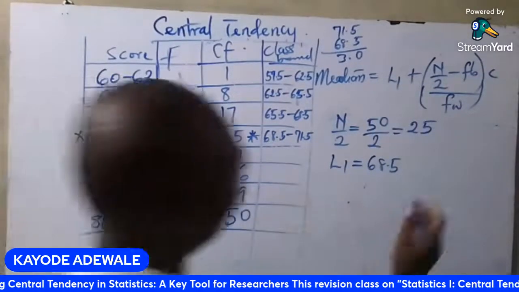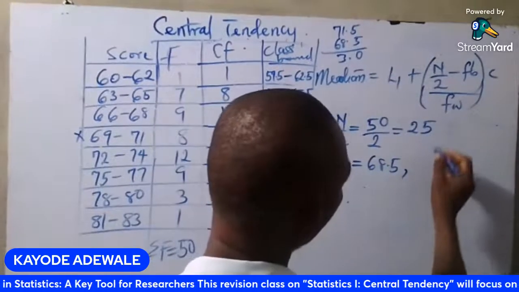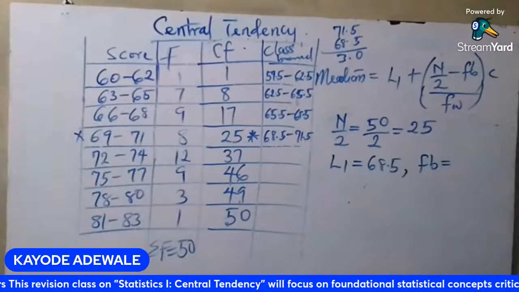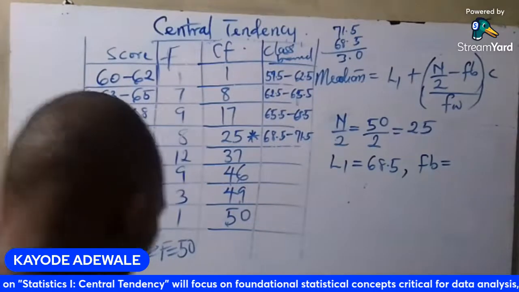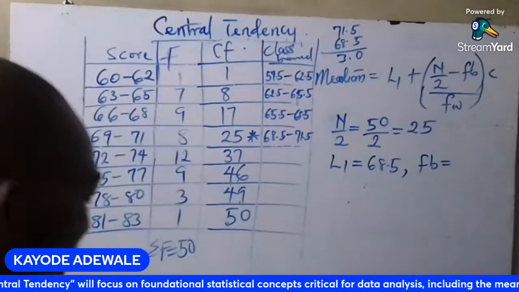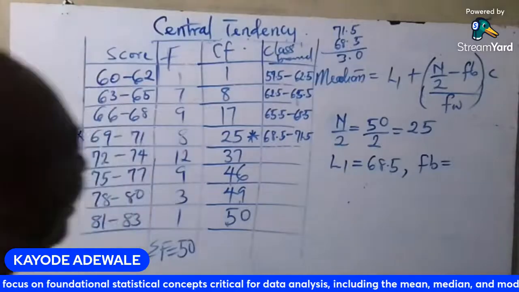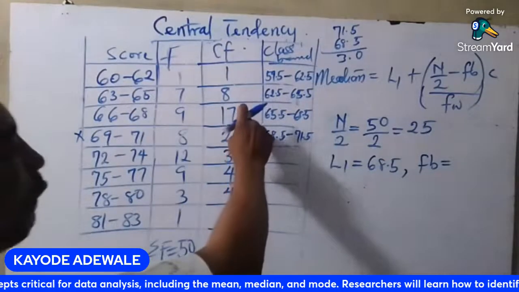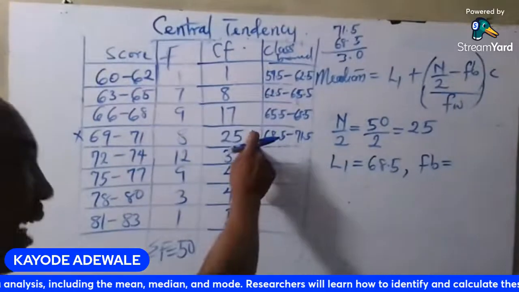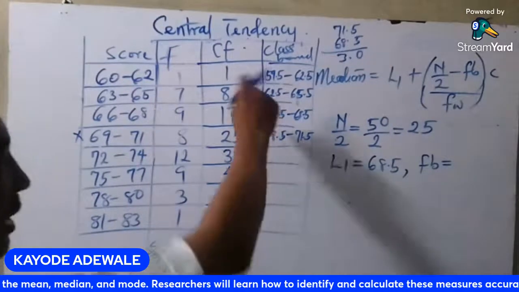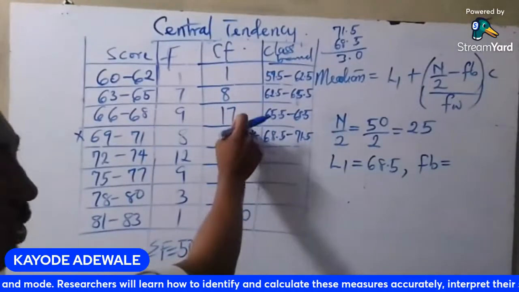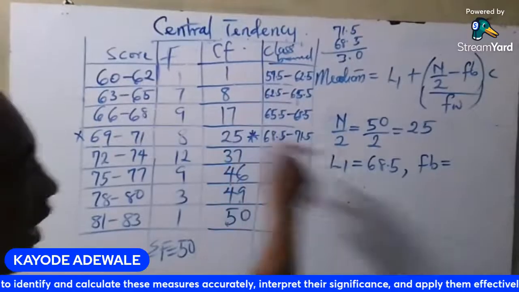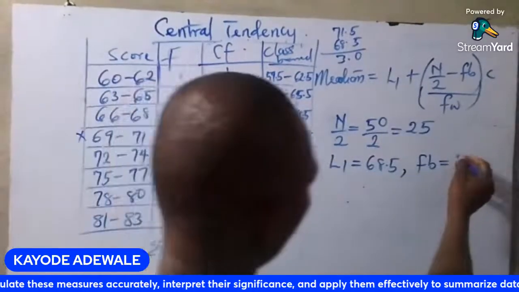The next thing is the FB that you are seeing here. What is that FB? FB simply means the sum of the frequency before the median class. That is the addition you did, the cumulative frequency before the median class. This is the median class, and the addition you did before that place is 17. So the cumulative frequency before the median class, which is this FB, is 17.